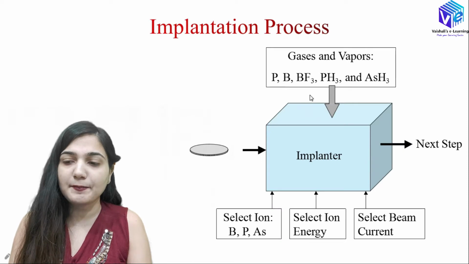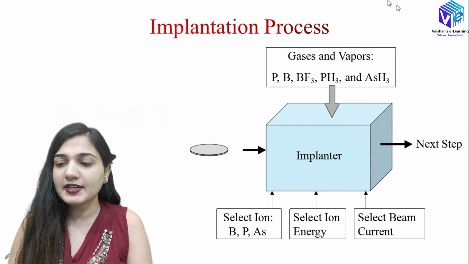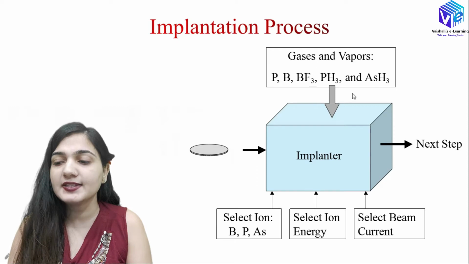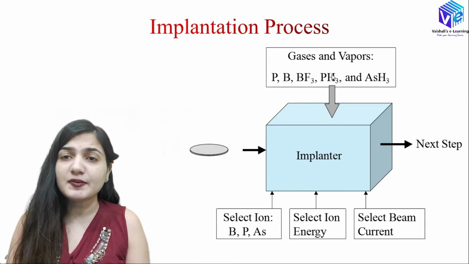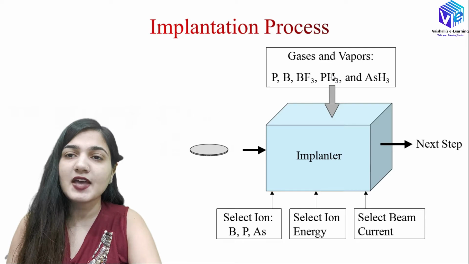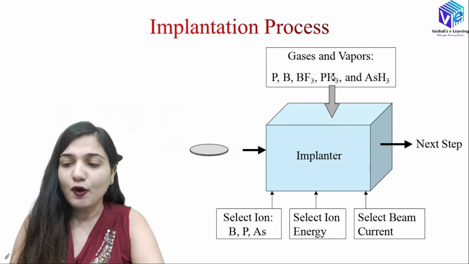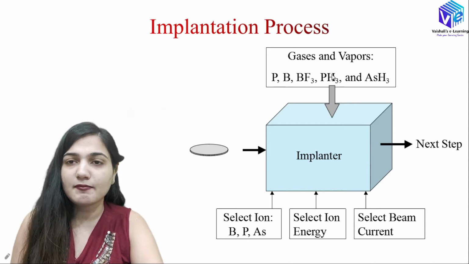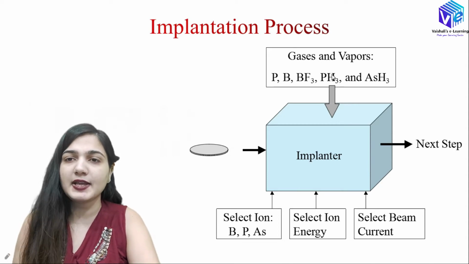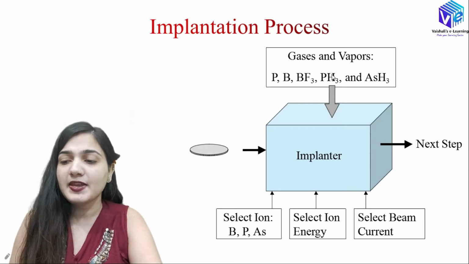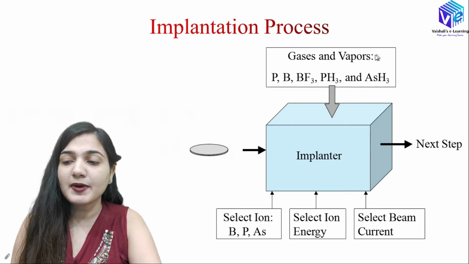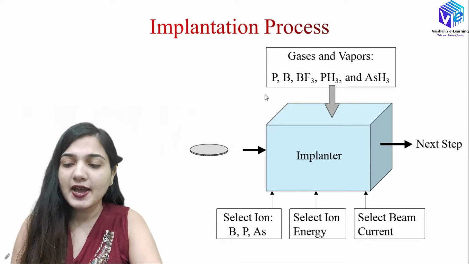So first of all, the implantation process. In the implantation process we have various gases and vapors. Which gases and vapors are we taking? We are taking the gases and vapors of the dopants like phosphorus, boron, arsenic, or I can say I am taking some compounds from which I get the dopant, like BF3, PH3, AsH3. All of them are giving me the dopants. Then I have this wafer, and the wafer is coming inside the implanter. The gases are coming inside the implanter.